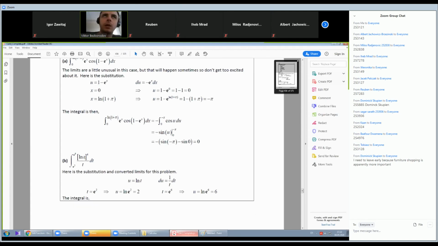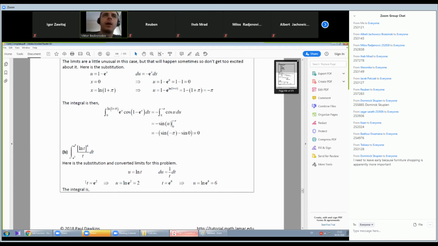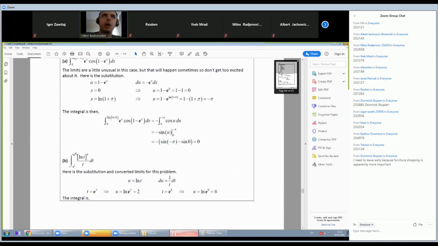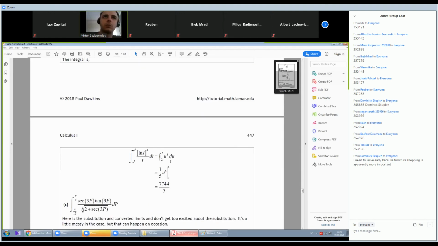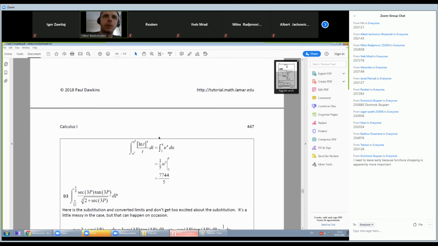Here you take the logarithm, right? So the derivative of logarithm, remember, is 1 over t, and you already have 1 over t, so that's very convenient. And then the new limits are also very easy to compute because of how the limits are given here. Okay, and that's fine, right? And then it's straightforward.